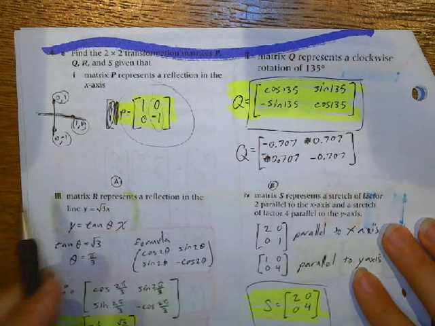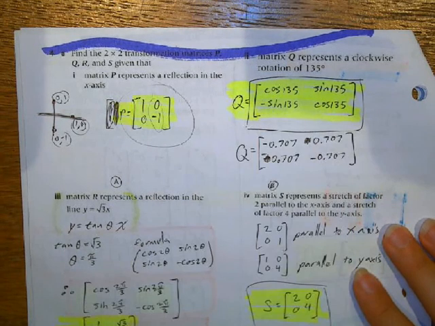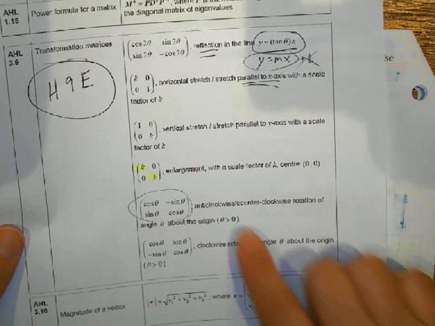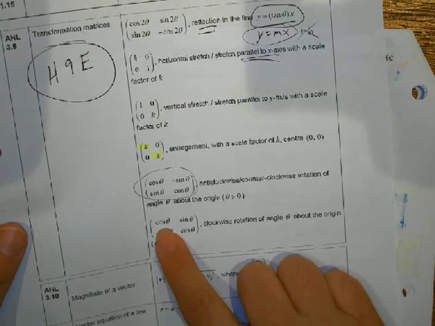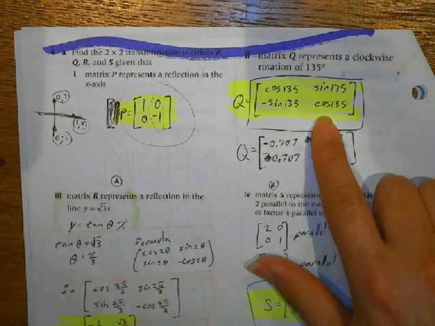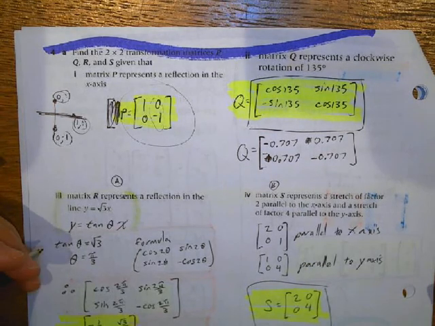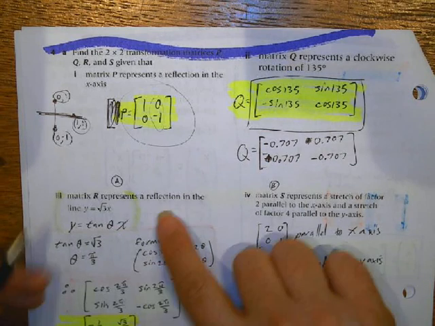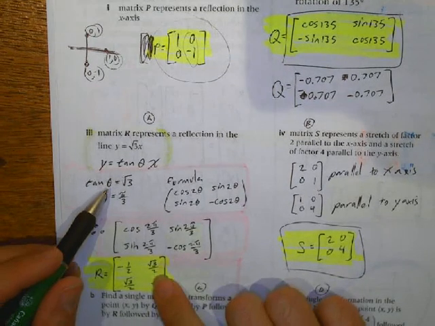Okay, matrix Q represents clockwise rotation of 135. So clockwise rotation, right here, I'm going to use cosine theta, sine theta, plug that in here, but I put 135 in there, and we get these values. Okay. Matrix R represents reflection on y equals radical 3x. I think we saw this earlier in an earlier example.